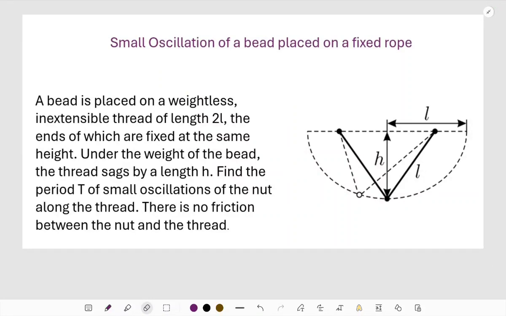Well, this is a new problem, and in this problem we are going to discuss a small oscillation of a bead placed on a fixed rope.